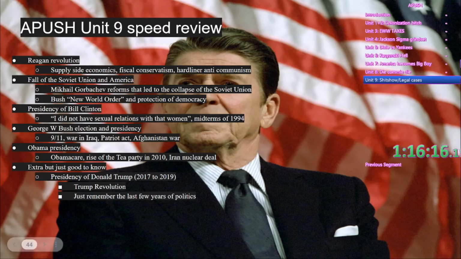Sort of extra, but just good to know. The presidency of Donald Trump from 2017 to 2019, the Trump Revolution, so that would be the shift towards a more economically populist working class party. And if you want more information, just remember the last few years of politics.